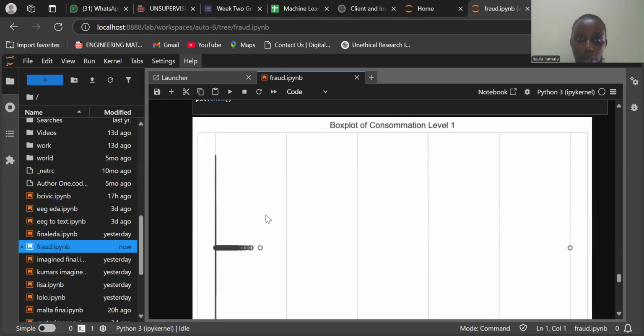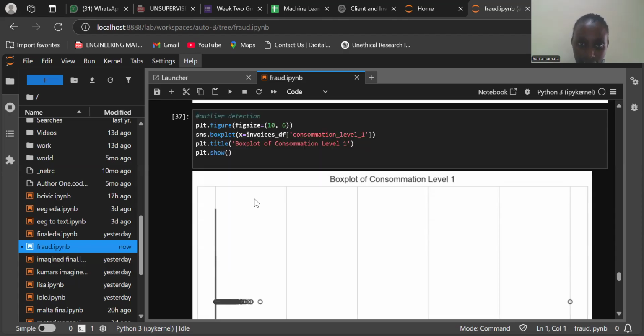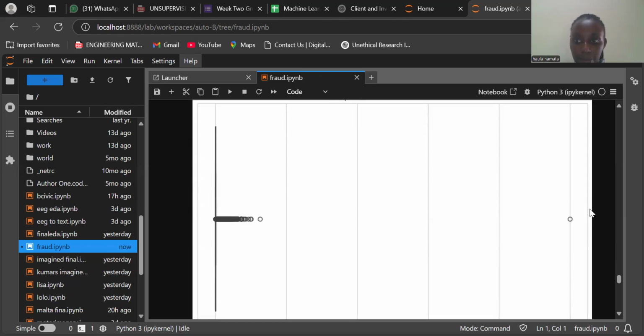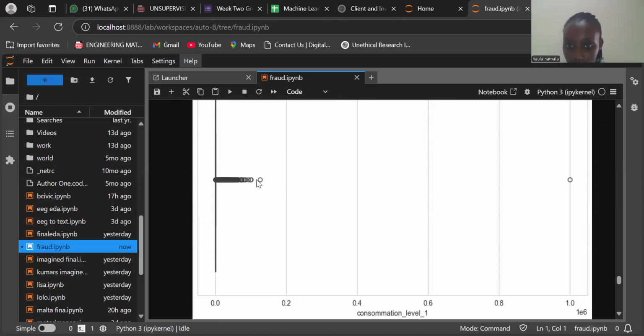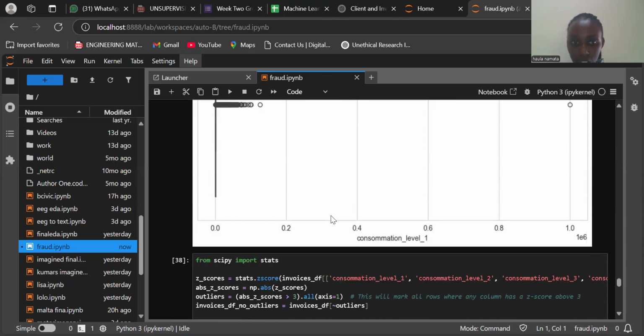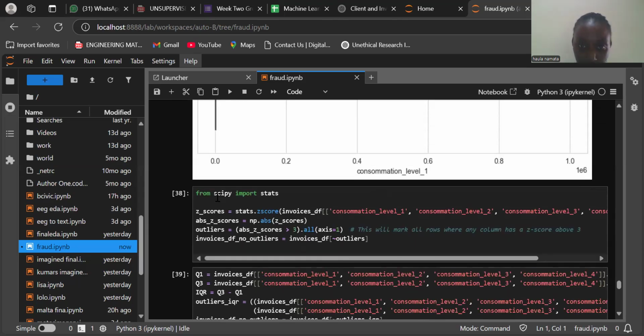And then we went on to the outlier detection. First, we did a box plot to determine outliers, and we determined there's a value at the extreme left, and it was a skewed plot like representation. And then from SciPy, we went on to handle the outliers to remove them.